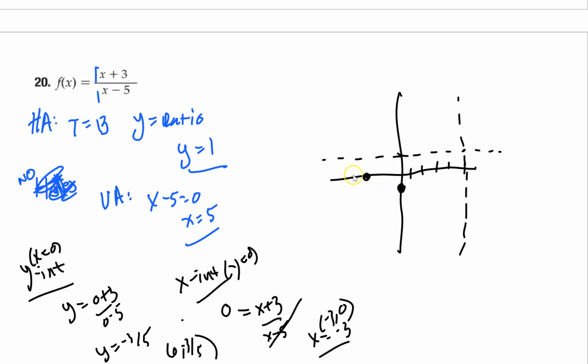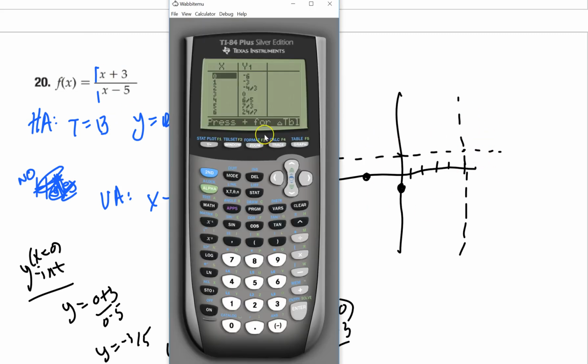So I kind of know what this graph looks like. So I'm going to go down here. I'm not sure about this graph. Right, so a couple ways we can do it. We can make a table. We could try to look at our positive and negative thing, but for the most part, once you get that, we could go ahead and use our calculator.